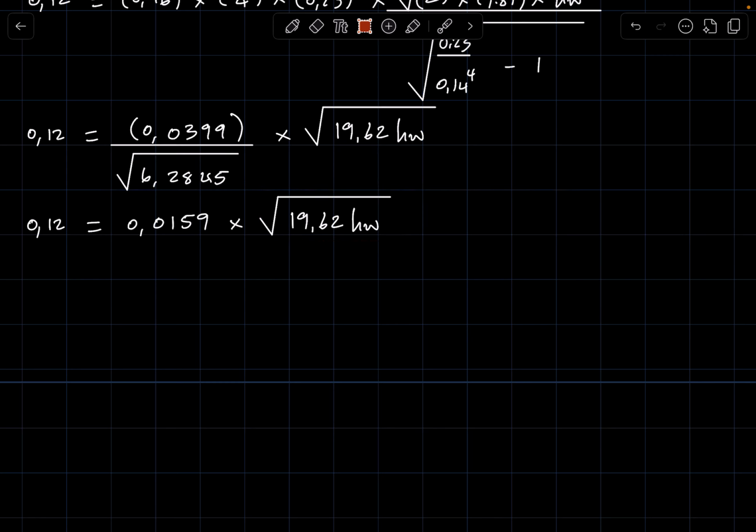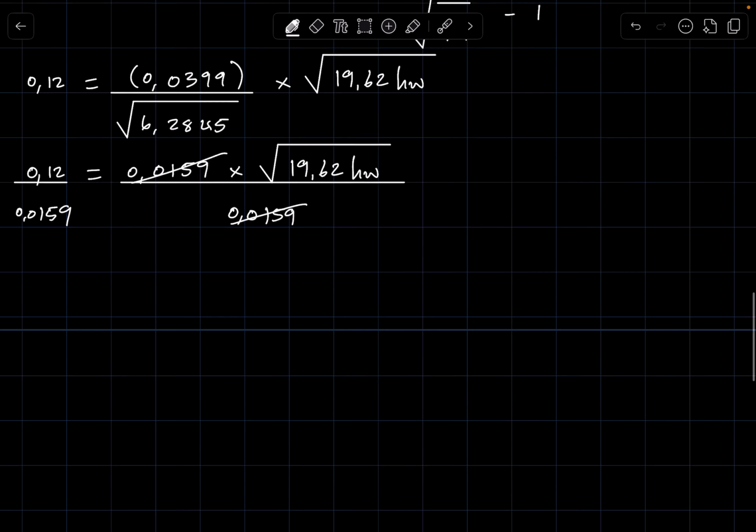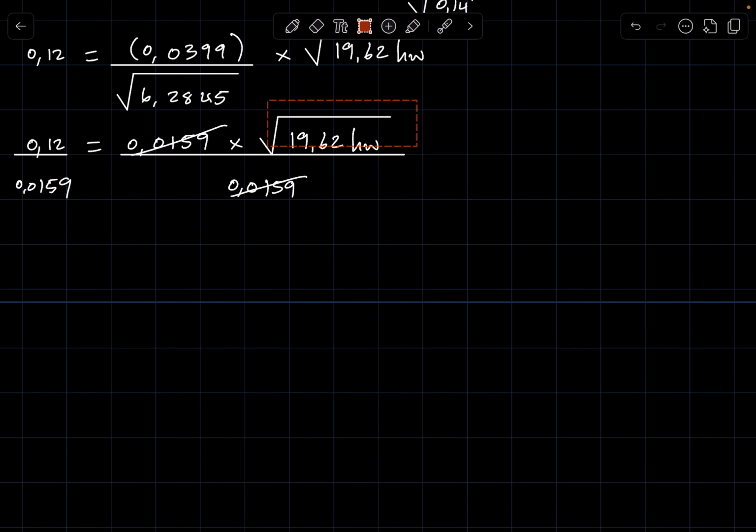And so times this, and of course we are looking for HW so we have to get rid of everything else. First I'm going to get rid of this by dividing both sides by 0.0159. That cancels, and then you're left with this. Now this I'm going to put on the right hand side for convenience, is equal to what is on the left hand side, which is this.